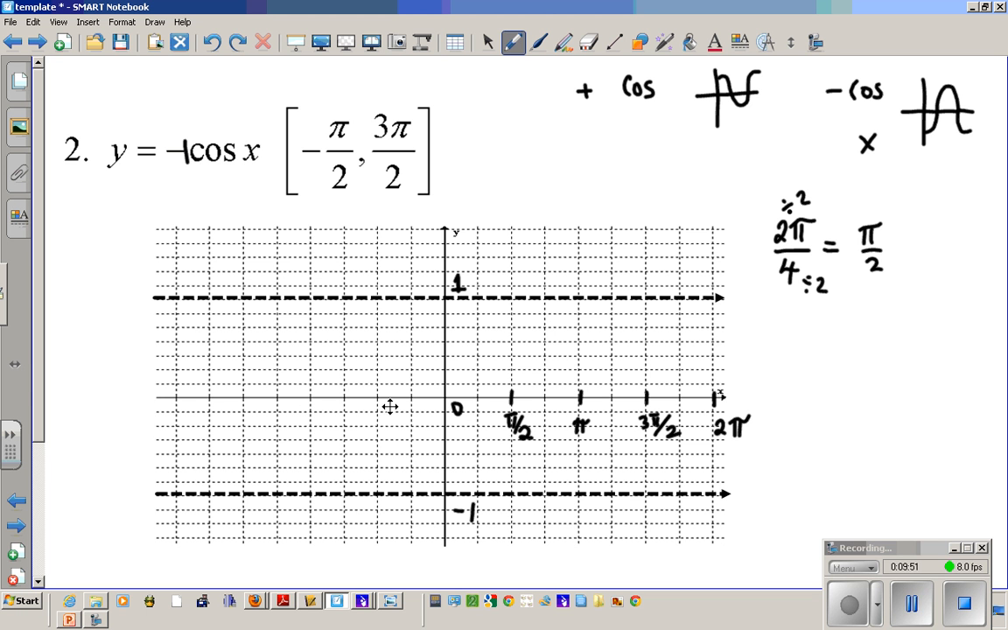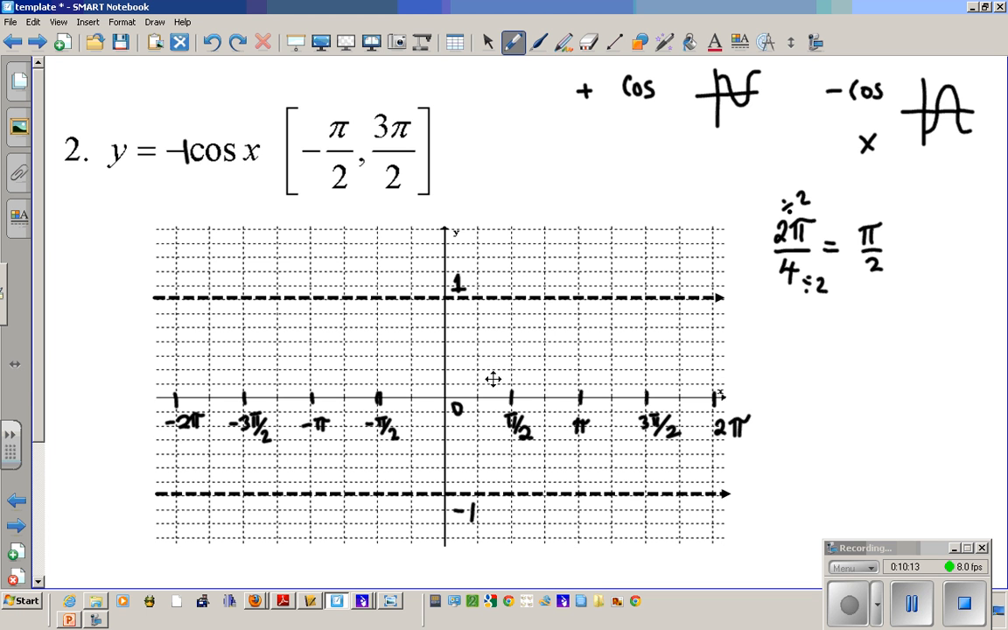Alright, we're going to do the opposites, going in the other direction. This is negative pi over 2. This is negative pi, and then this is negative 3 pi over 2, and this is negative 2 pi. That's a calibration of your negative x. Alright, so how do we put our points?